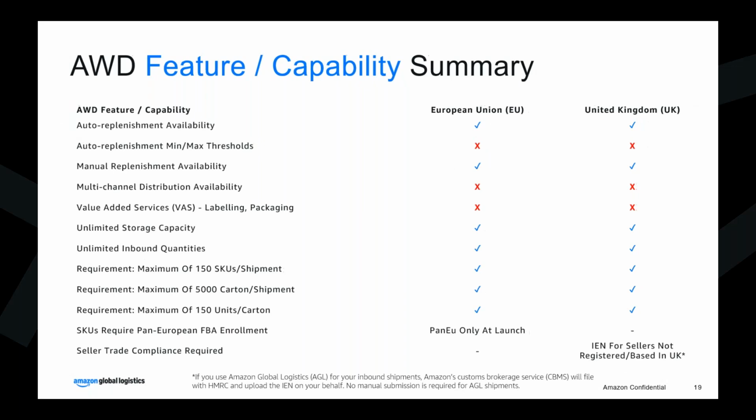And continuing here, you can really see the automatic replenishment is available, but if you're saying you want to use the manual replenishment, that is also completely fine. You can also use this. There is no minimums or maximum. Multi-channel distribution availability is not yet available. It will be launching for both marketplaces, but for the beginning we don't have this. Value-added services like labeling and packaging, we do not have available as of now, but you have unlimited storage capacity. You have unlimited inbound quantities, which is really nice.